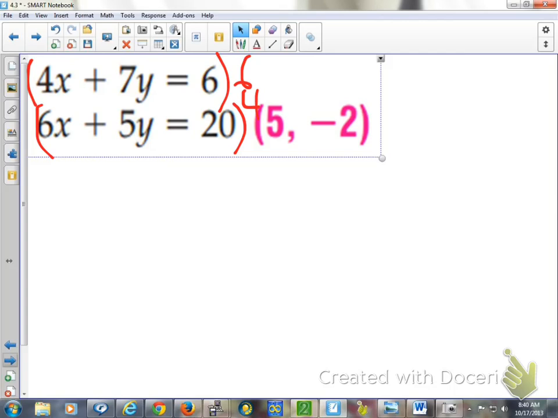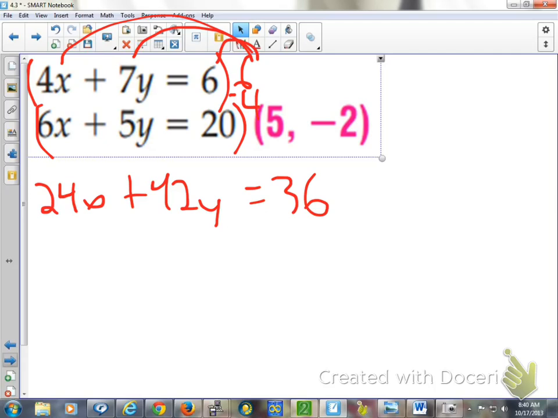All right, so we're going to make the 4 negative. Here we go. First, 6 times the top row. That'll be 24x plus 42y equals 36.